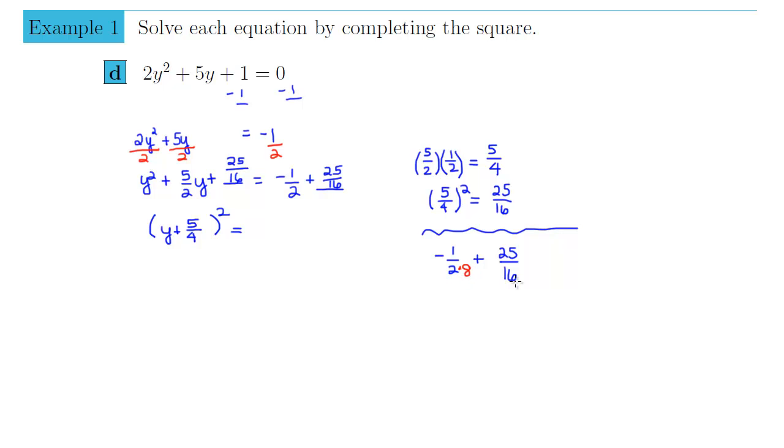2 times 8 will give us 16. And if we do it to the bottom, we have to do it to the top. That tells us we're simply adding on the top negative 8 over 16 plus 25 over 16, right? And continuing to add these two fractions, now that we have like denominators, negative 8 plus 25 is simply 17 over 16. Everyone got that? So this is what our right side simplifies to: 17/16.